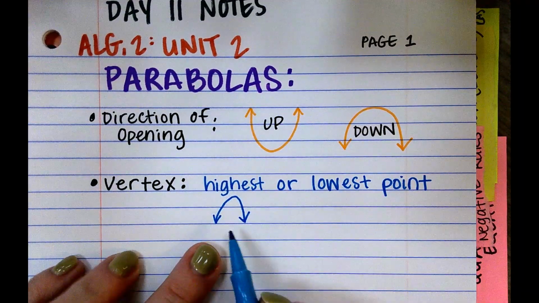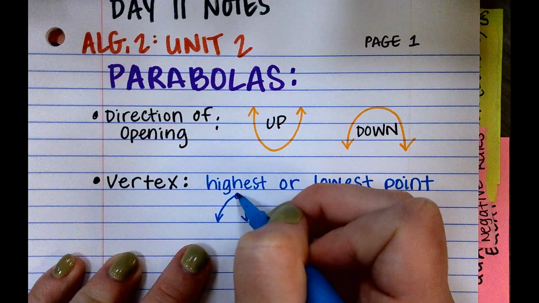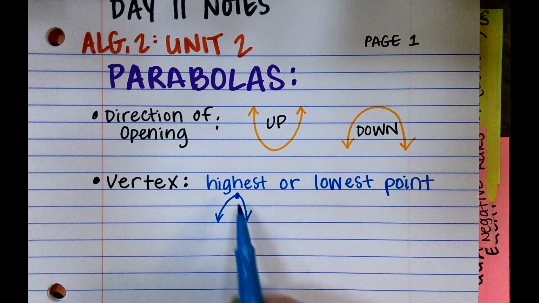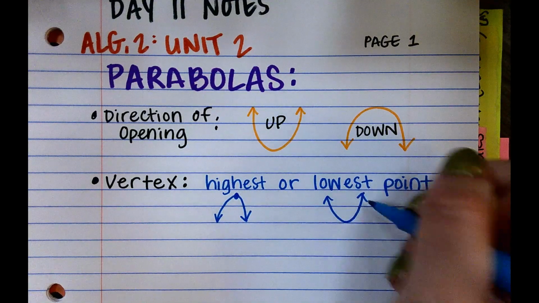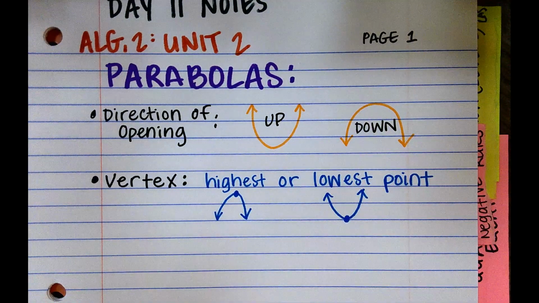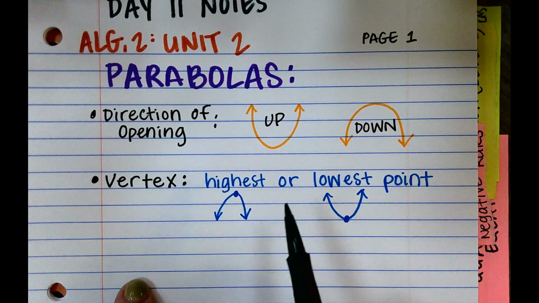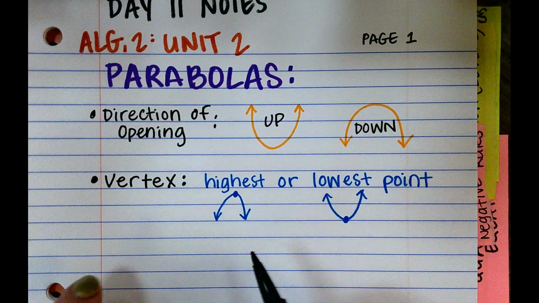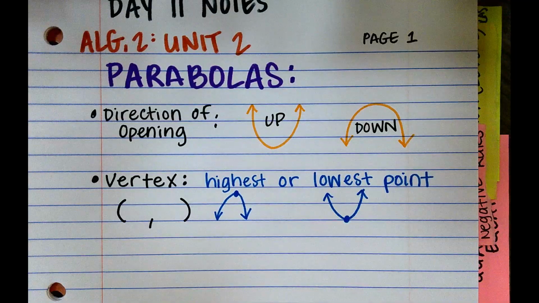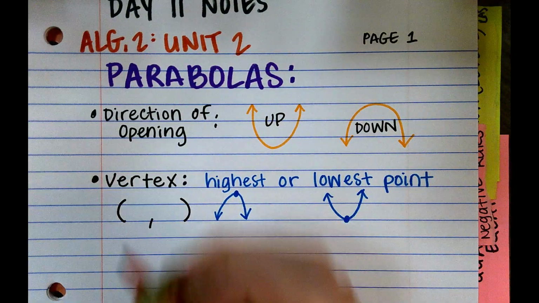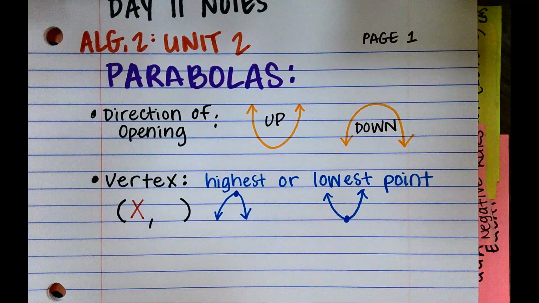In our notes, if I start with highest, it's going to be the point that's right here. If it's the lowest point, it's going to be right here. And your vertex will always be written with an x value and a y value. So, in parentheses, you will put x, y.